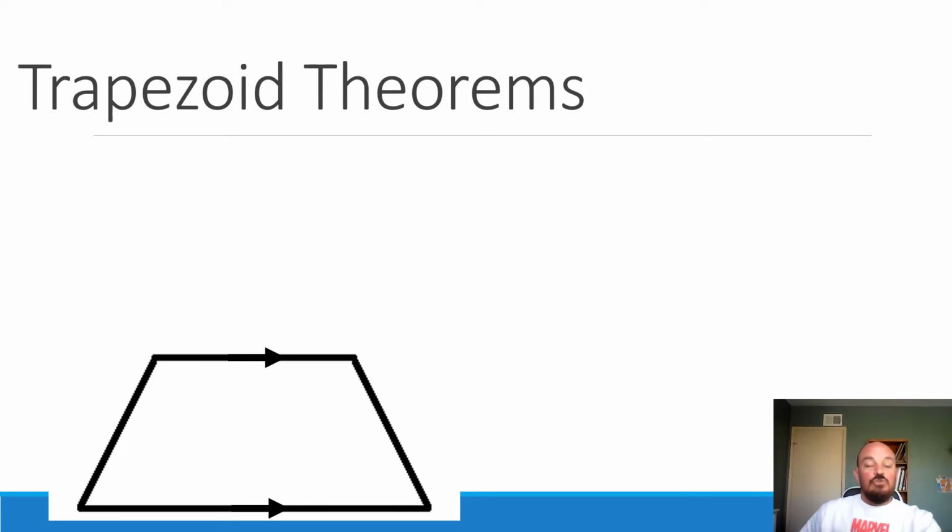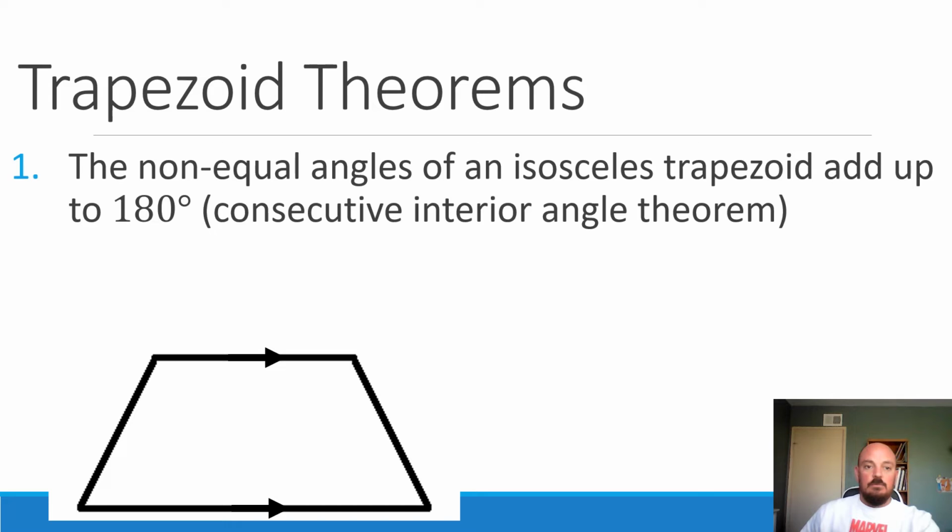All right, so here are our trapezoid theorems. Number one, the non-equal angles of an isosceles trapezoid add up to 180 degrees. So let's say this was an isosceles trapezoid. Let's say I marked those two congruent.